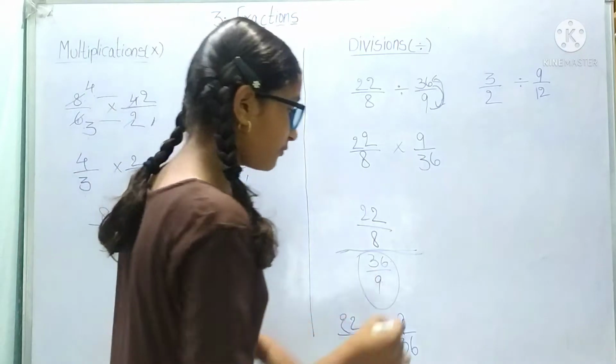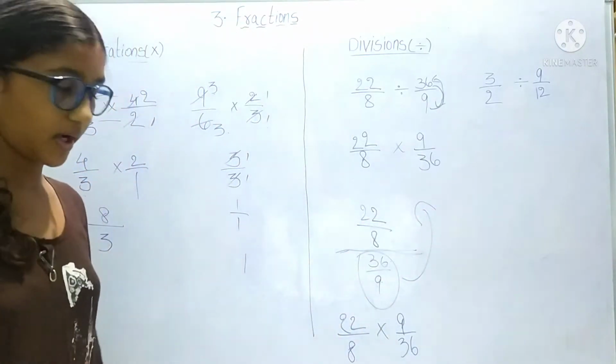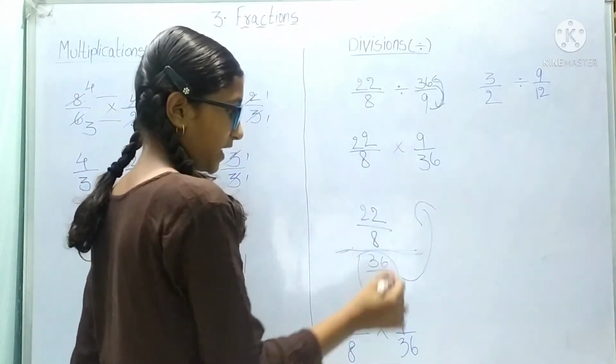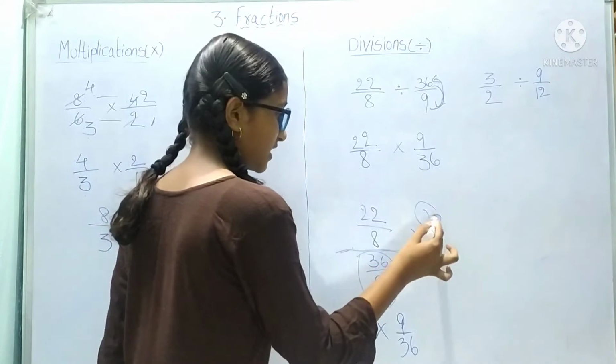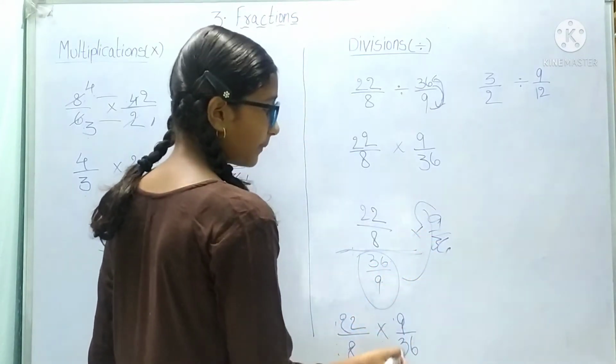This is how the fraction division is done here. So I want to write it up here, this fraction 36 by 9. At that time the division will go as multiplication. So then 9 by 36. So here 22 by 8 into 9 by 36.